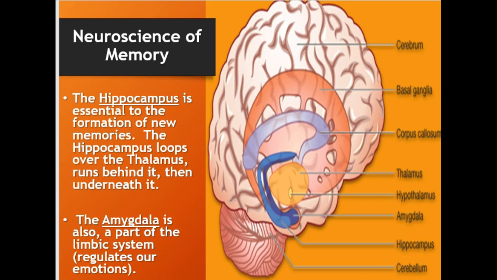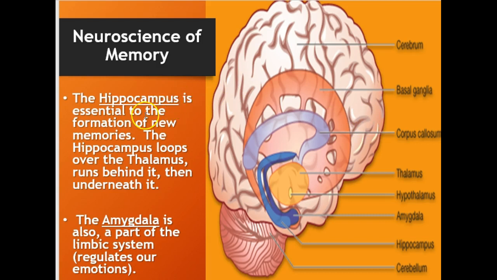Now, the neuroscience of memory. There are certain brain structures that are involved in our memory processing, and the limbic system is mostly involved in that. If you recall, the cerebrum is divided into several lobes, and certain parts of the cerebrum are responsible for certain functions.